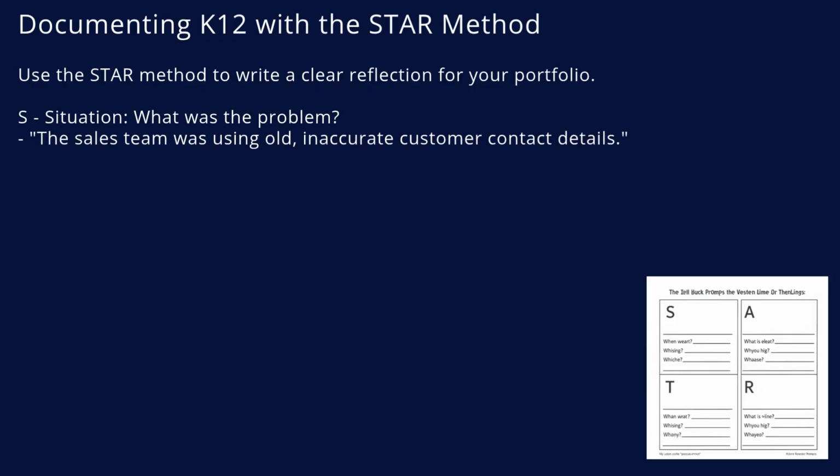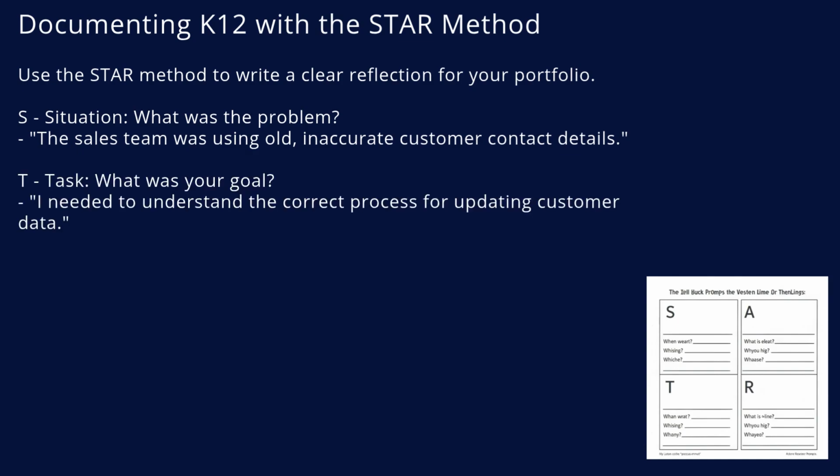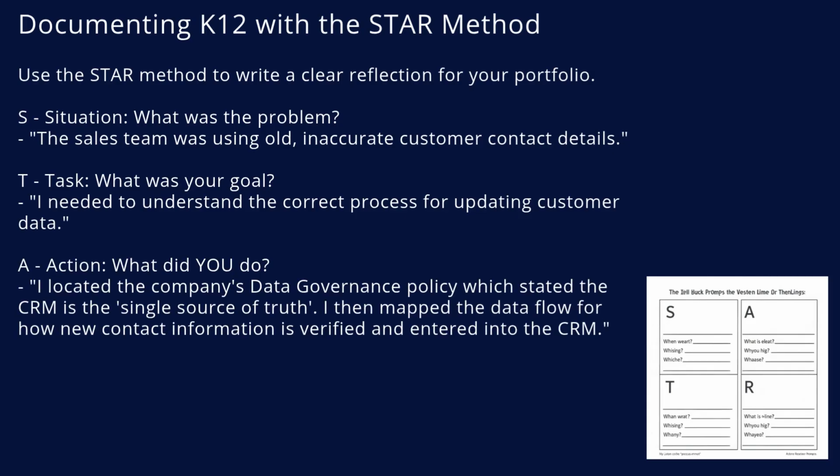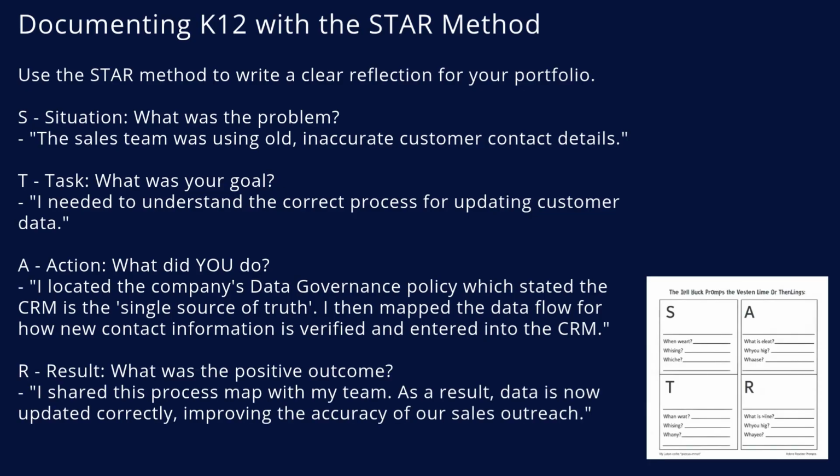Start with the situation: the sales team was using inaccurate customer data. Then the task: I needed to find the correct process for updating it. Next, your action: I found the data governance policy, identified the CRM as the single source of truth, and mapped the correct data entry process. Finally, the result: I shared this map with the team, and now our data is more accurate. That is a perfect, high-scoring reflection.